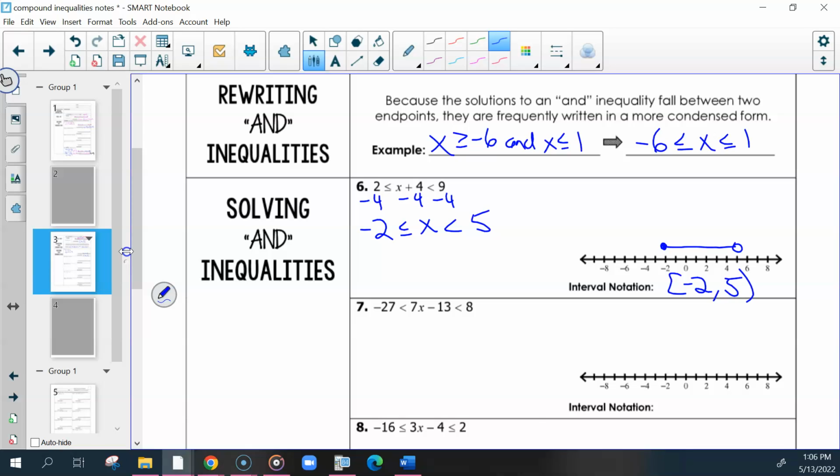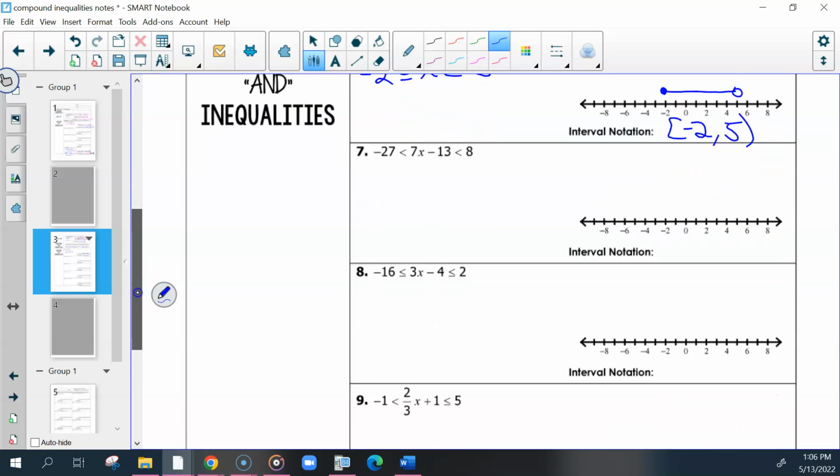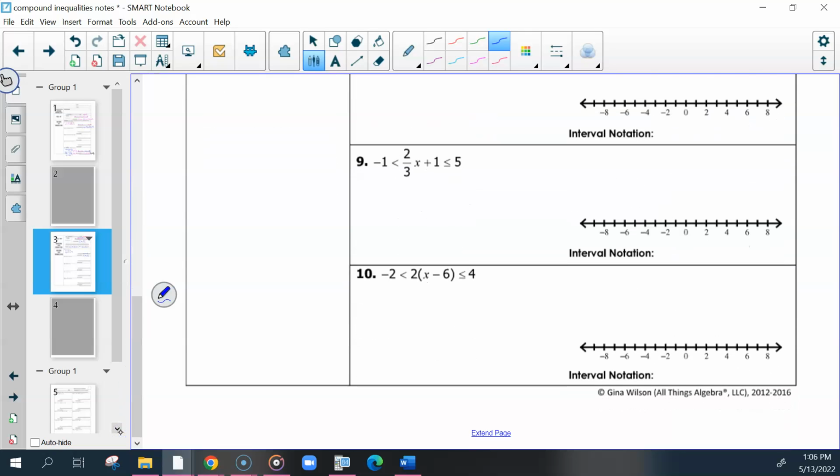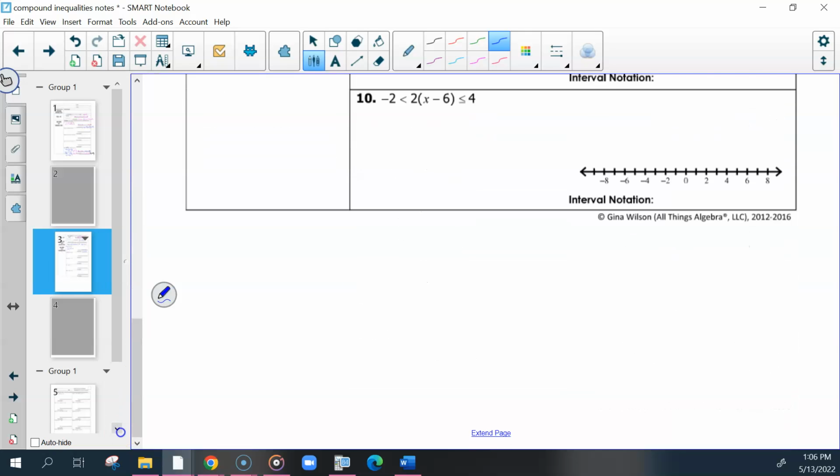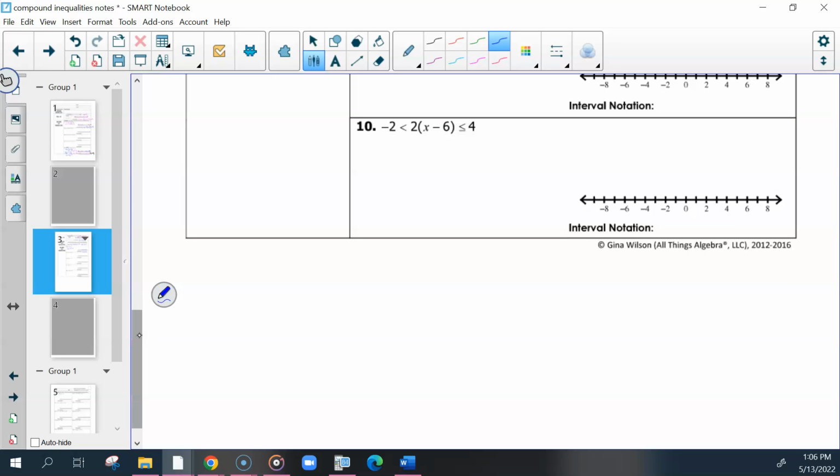Do you have any other questions on that one before we do one more? We're gonna do number 10. How would we start number 10? Distribute. We could also divide everything by 2. That would give you the same answer. But we're just going to distribute right now.